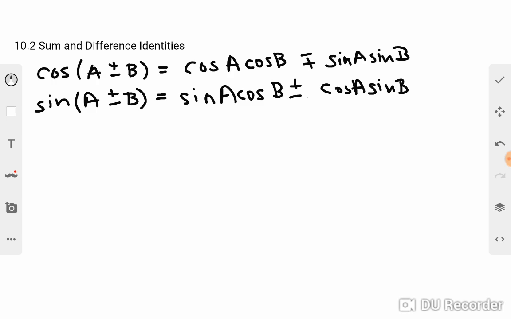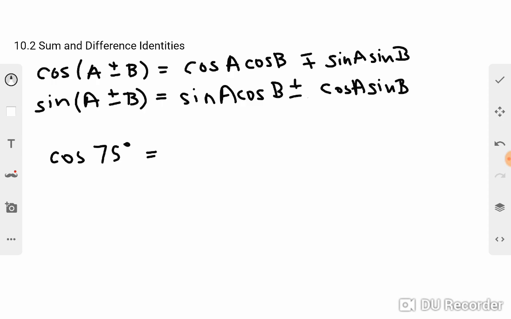And then how do we use these? So let's say we want to find an exact value for cosine of 75. Okay, that's not one that's on our unit circle. And we could use our calculator, but that's not going to be exact. That's going to be a decimal approximation. So let's see if we can rewrite it using one of our identities.